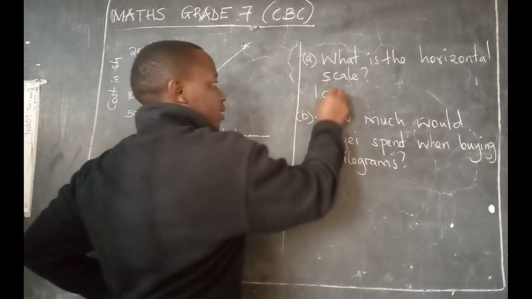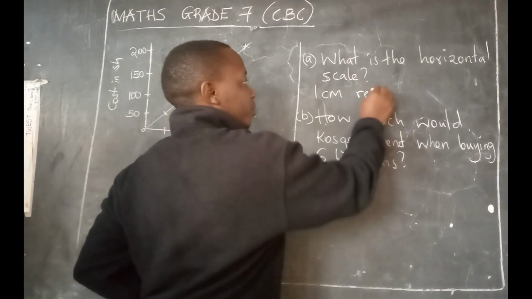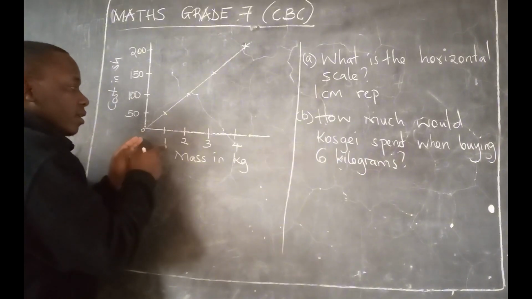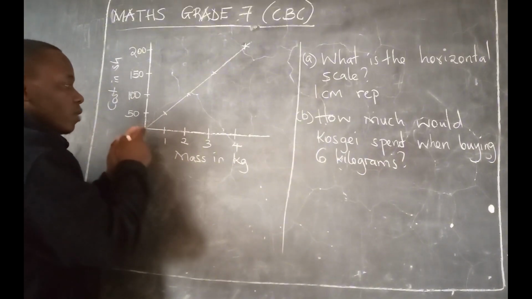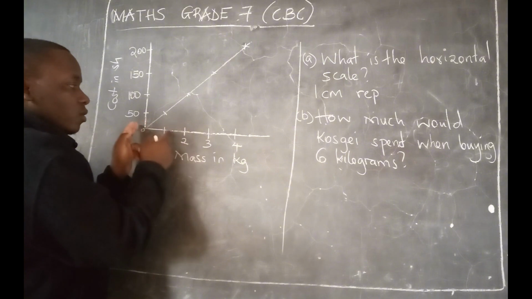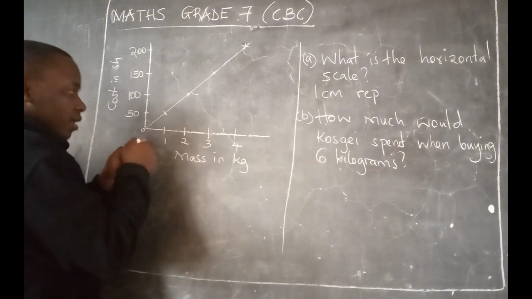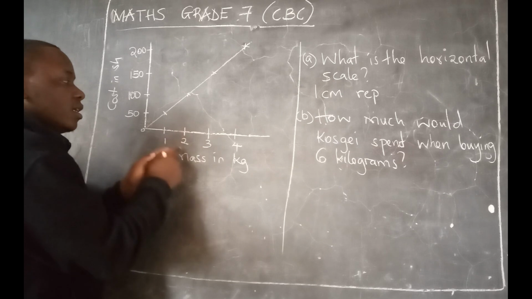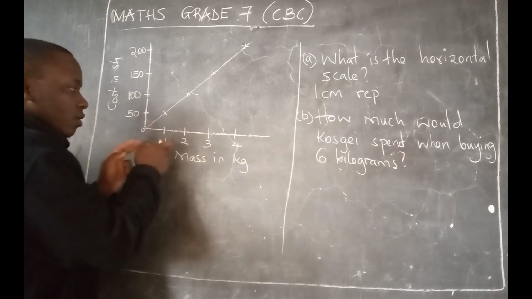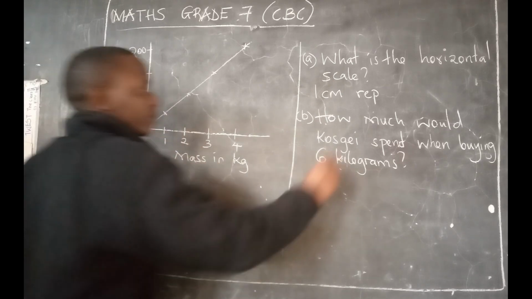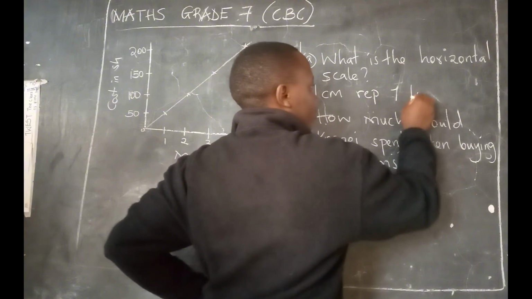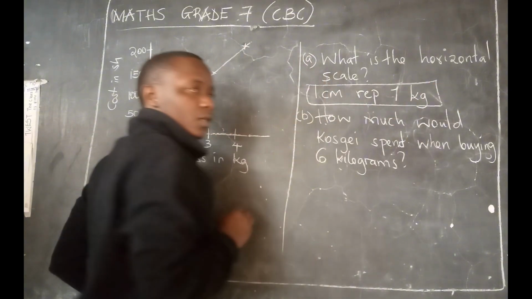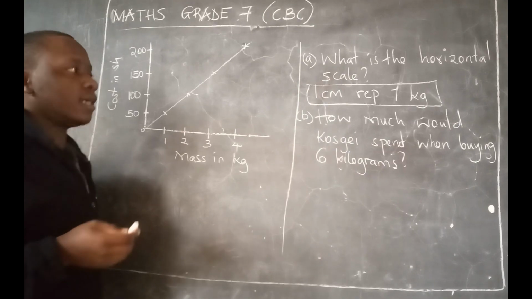So you'll say 1 centimeter represents the first one. The first one is 1. So it is 1 centimeter. The distance is 1, represents 1. Even the difference between 2 and 1 is 1. The difference between 3 and 2 is 1. So 1 centimeter represents 1 kilogram. Okay? It is as easy as that.